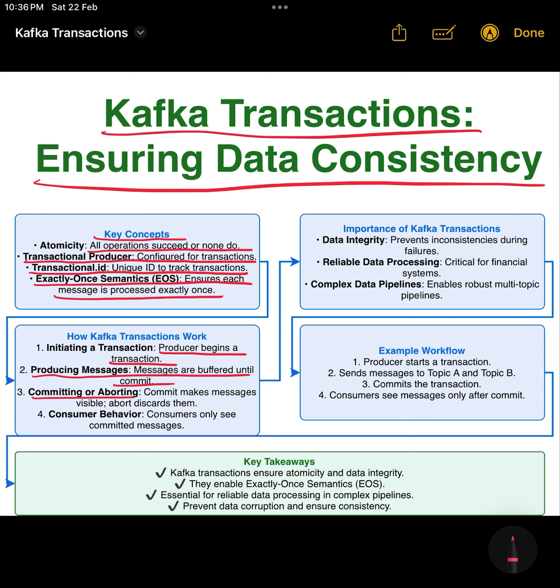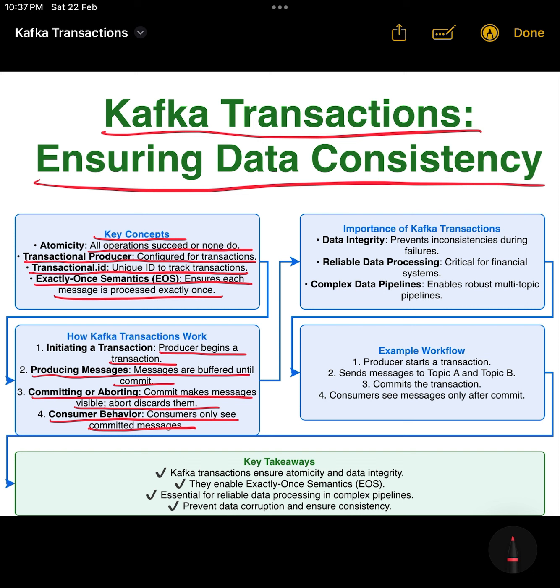3. Committing or aborting. If all operations succeed, the producer commits the transaction, making the messages visible to consumers. If any operation fails, the producer aborts the transaction, and the buffered messages are discarded. 4. Consumer behavior. Kafka ensures that consumers only see messages from committed transactions. Messages from ongoing or aborted transactions are withheld.